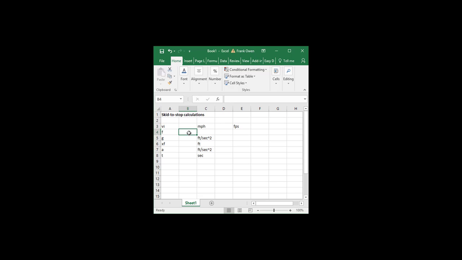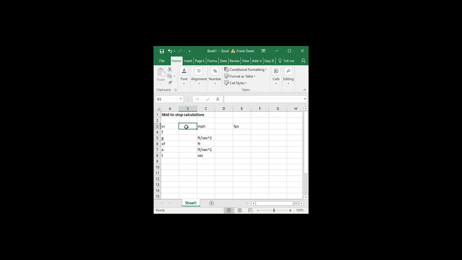This friction factor I'll name F. G, we just have to name them one by one. We'll call this XF, in the cell reference to it, XF. Then A, and I don't think I need to name this, but I'll name it anyway, T. Okay, now I have all my cells named.